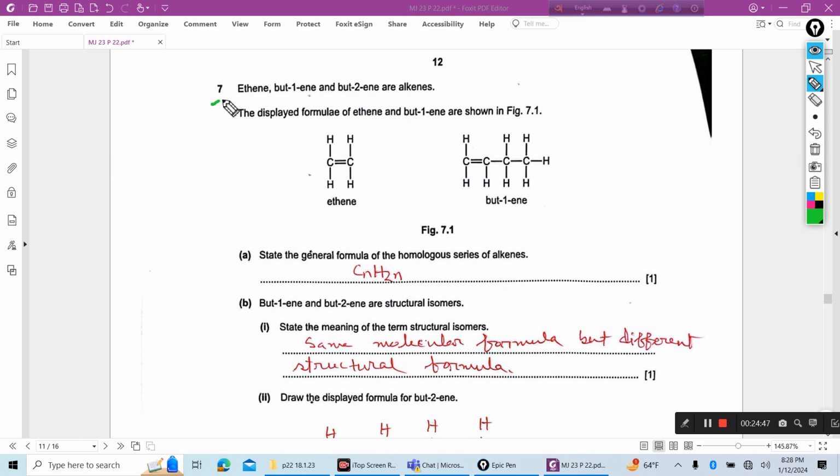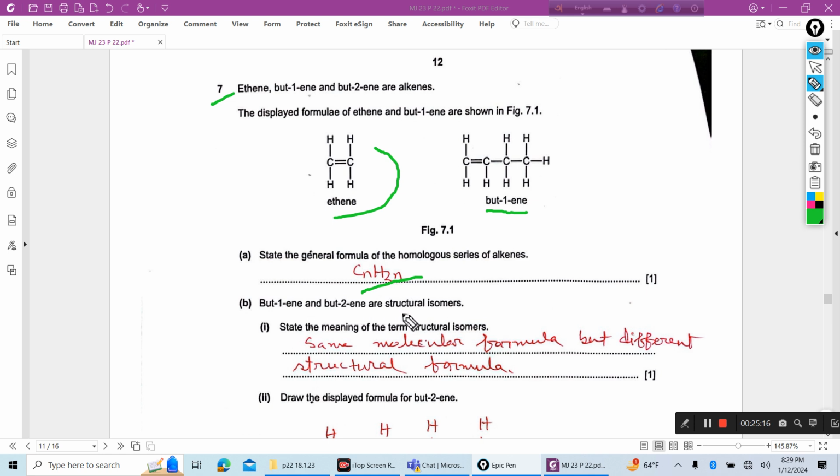Now this question number 7, this is organic chemistry. Ethene, but-1-ene and but-2-ene are alkenes. So this is the ethene, this is 1-butene or but-1-ene. State the general formula of homologous series of alkene, you know, CnH2n. Alkene general formula is CnH2n, and alkane CnH2n+2.